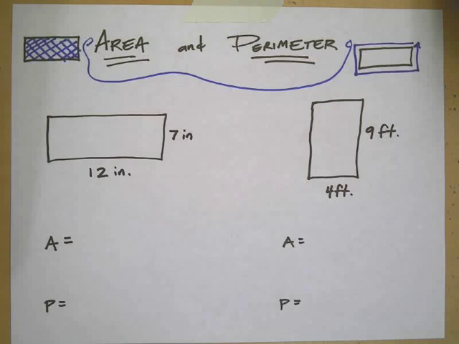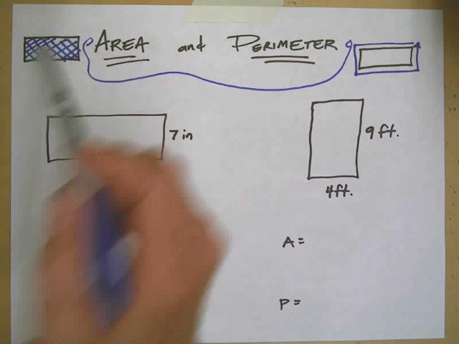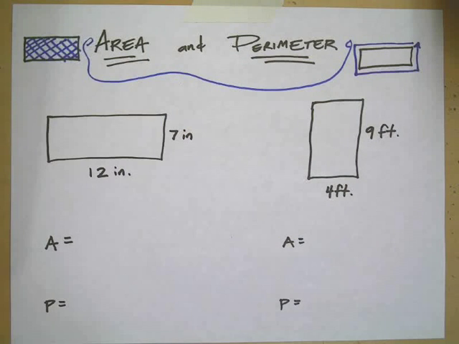about area and perimeter. As you can see in the title here, I've drawn two pictures that hopefully can represent the difference between area and perimeter. Area is all the space on the inside of a two-dimensional shape. We mostly work with rectangles and squares, although there are a few variations we'll do in 4th grade.